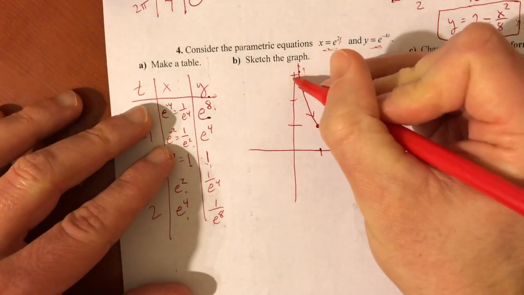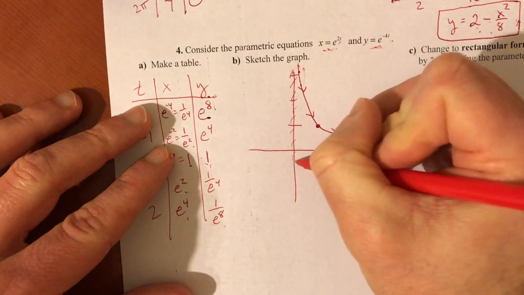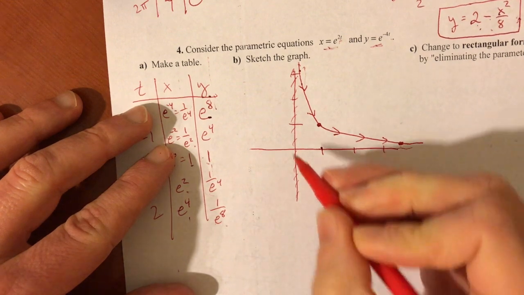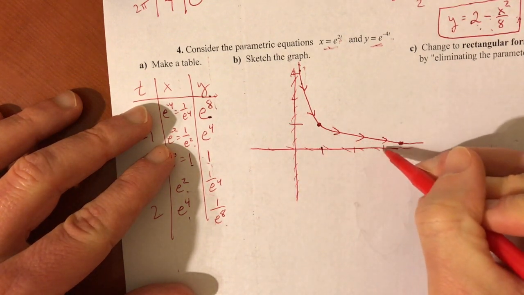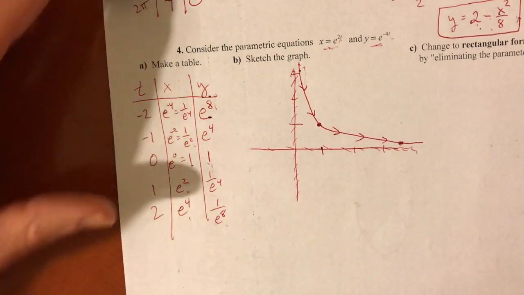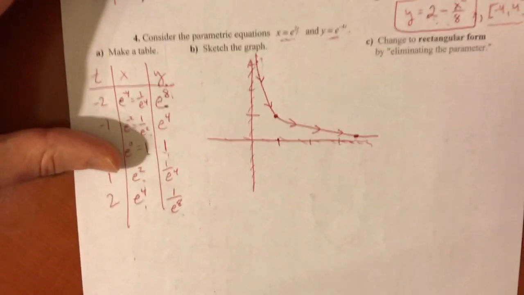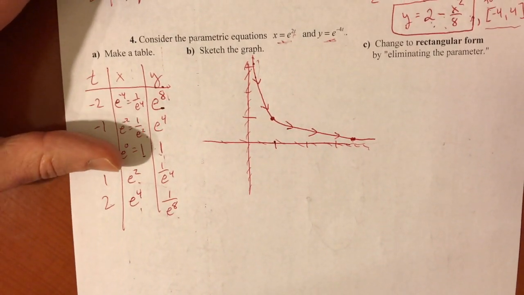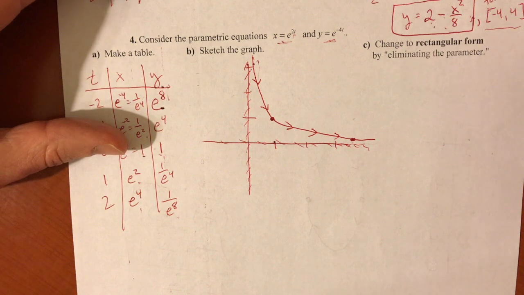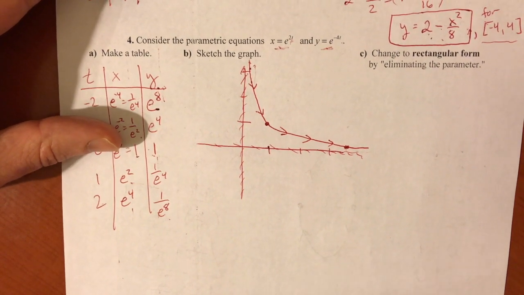But notice, we've got a vertical asymptote here because we're never going to get 0 for x, and we've got a horizontal asymptote. We're never going to get 0 for y. So let's check it out. Let's change this to rectangular form. You've got a couple ways to do this.